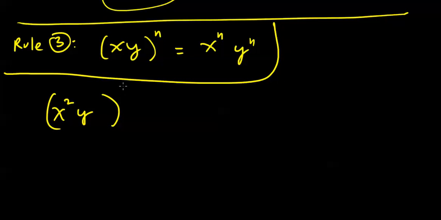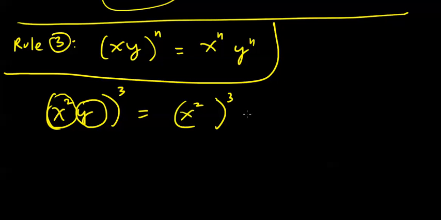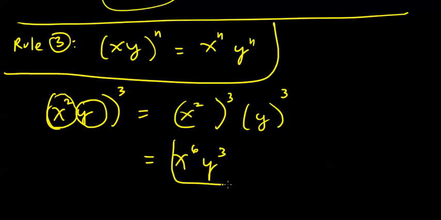If I ask you to simplify x squared y raised to the third power, of course, employing Rule 3, I could view that base as being a product of two elements, x squared and y, and I can then distribute that exponent over both of those factors in the base and multiply the result. So x squared cubed is x to the 6th power, and y cubed is just y cubed, so I would call that return x to the 6th y cubed.